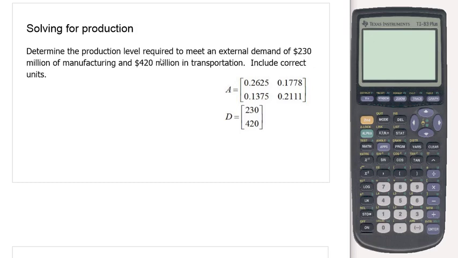Determine the production level required to meet an external demand of 230 million in manufacturing and 420 million in transportation. So this is just like that previous problem. In order to solve this, my X is going to be my production, and I'm going to take my identity minus my A, inverse, and multiply it by my D matrix. So pause the video and give this a try.